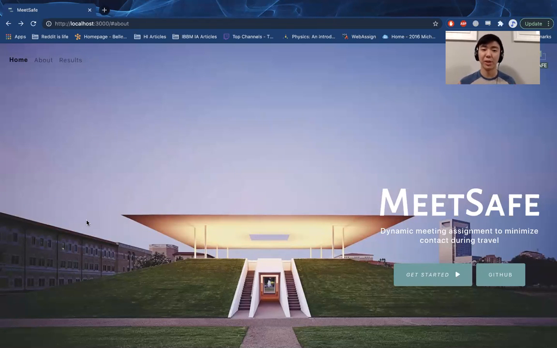Finally, we'd like to visualize the network and the number of people traveling to and from certain meetings in order to help people understand which places are at high risk. We're excited to bring a product that will facilitate the safe and responsible return to in-person meetings to institutions around the world.